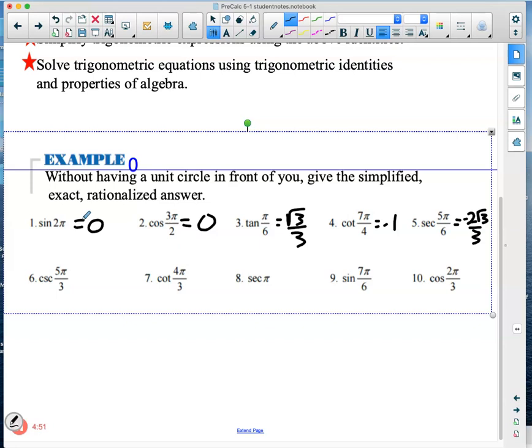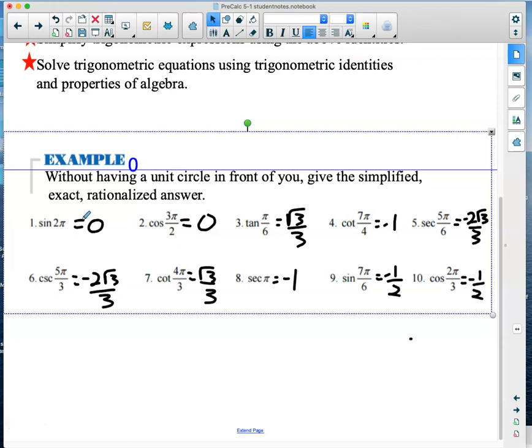6 is negative 2 square roots of 3 over 3. Cotangent of 4 pi over 3 is square root of 3 over 3. Secant of pi is -1. And the last two are -1/2.